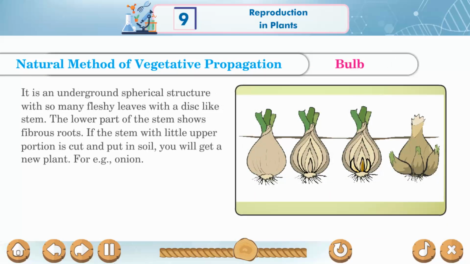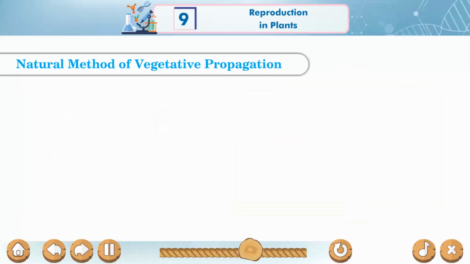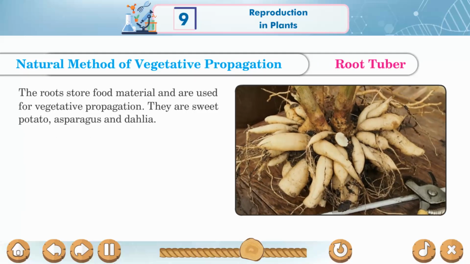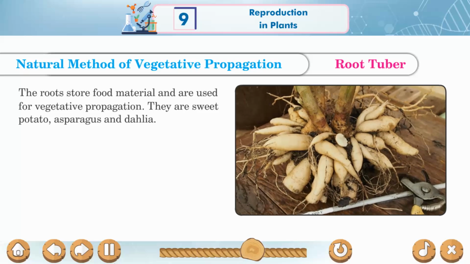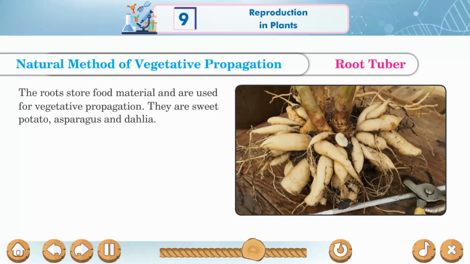Bulb. It is an underground spherical structure with so many fleshy leaves with a disc-like stem. The lower part of the stem shows fibrous roots. If the stem with little upper portion is cut and put in soil, you will get a new plant. For example, onion. Root tuber. The roots store food material and are used for vegetative propagation. They are sweet potato, asparagus, and dahlia.